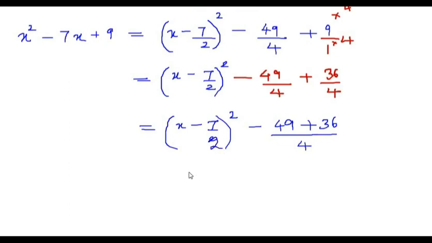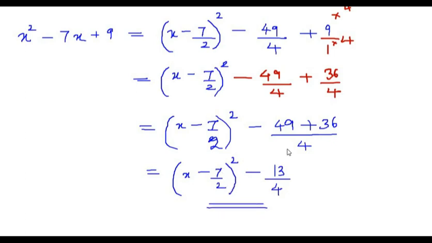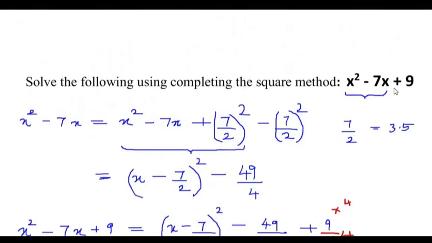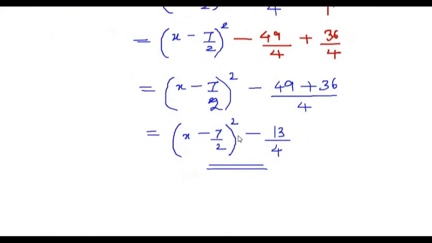So last step, we are going to write it as x minus 7 over 2 the whole squared, minus 49 plus 36 gives you minus 13 over 4. So you can get the answer as a fraction, or you can always change it to a decimal. This is going to be the final answer for the completing the square method. So we have changed the quadratic expression into the completing the square format.